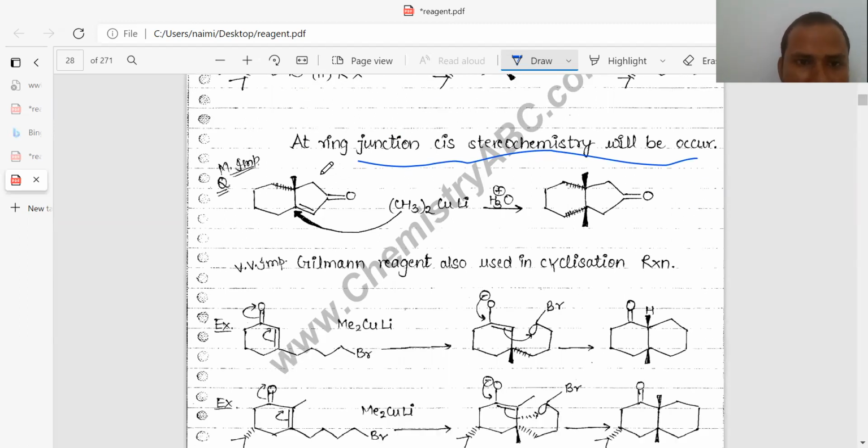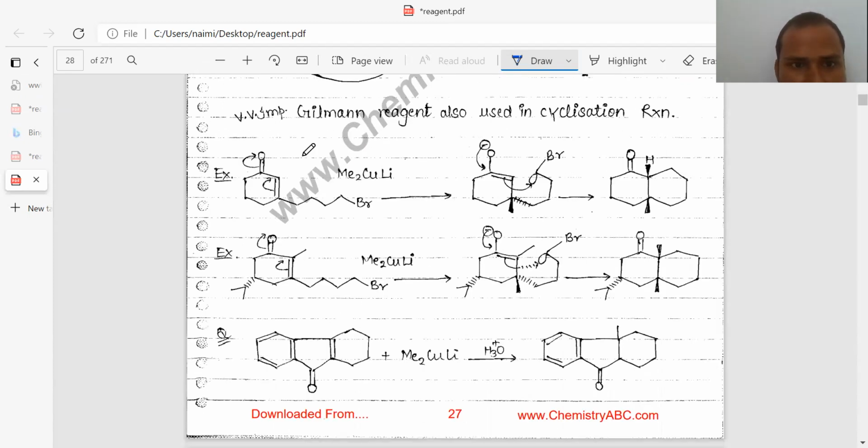Similarly, you can see it is a very important question, and in this type of question you should remember that when this bicyclic compound is given as a substrate, the remaining group will attach on the wedge. Similarly, you can see here, when methyl, this Gilman reagent, attacks, first of all it will attach in this.